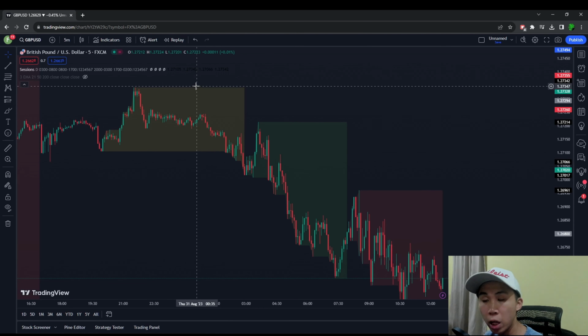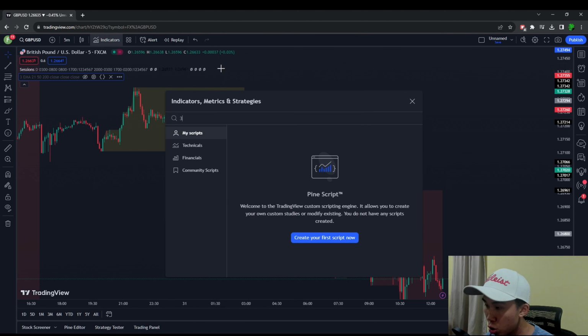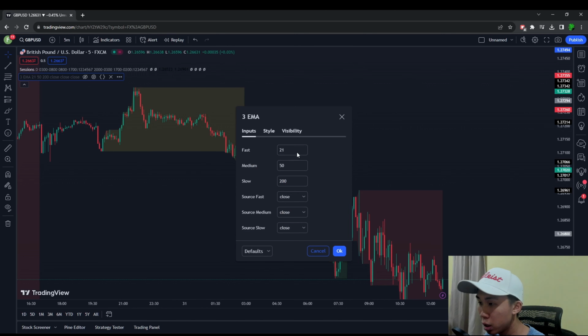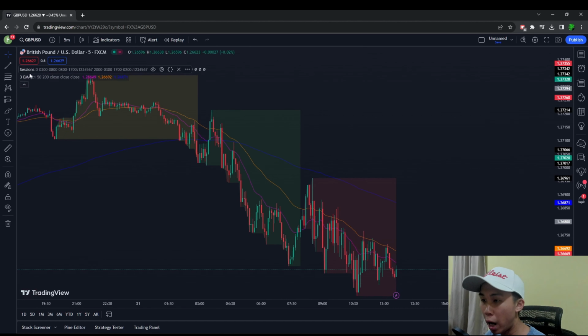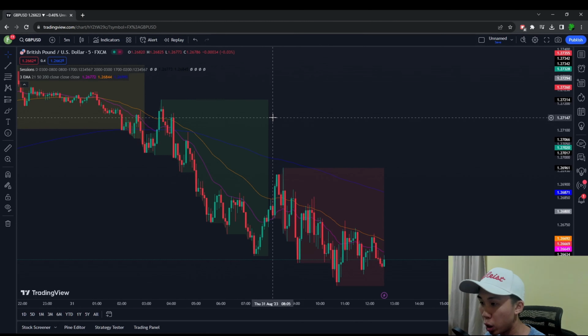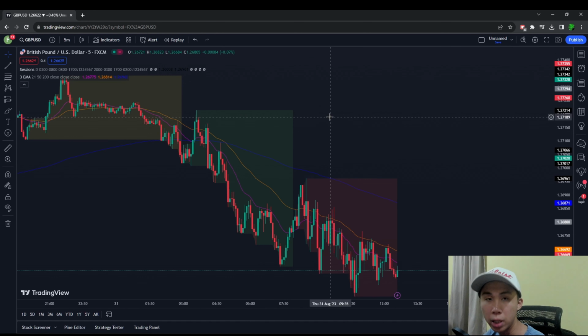And lastly, what do we need? We need the moving averages. We must have the 21, the 50, and the 200. If you're interested, you can type in 3 moving average, select the first one by Jaspel and you will see something like this. Once you go to the settings, set 21, 50 and 200. Once you enable it, you can see 3 lines. The top line will be 200, then the 50, then the 21. These are the things that you need before you execute this strategy.